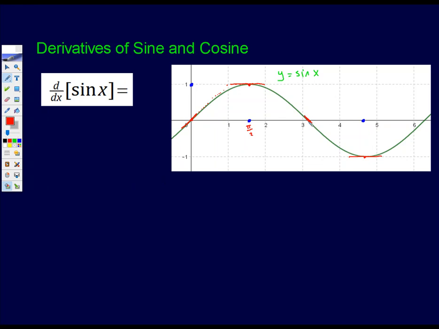In the same way, it looks like if I were to draw a tangent line right here, which by the way is x equals pi, it looks like it has the exact opposite slope. It looks like it's going about down 1 over 1. In fact, it is going down 1 over 1. So here at that value of x, at pi, the slope is negative 1.